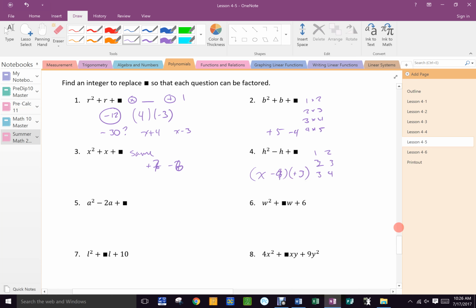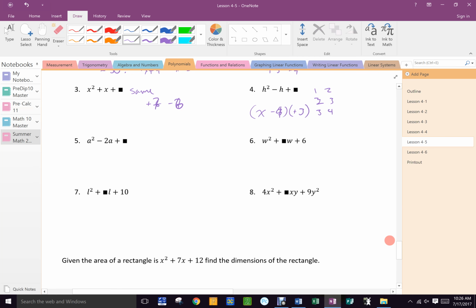What's different about 5? There's a 2 before the a, which means my numbers have to add to what? 2, which means my factors have to be how far apart? 2 instead of 1. So could I use 1 and 3? Yeah. Could I use 2 and 4? Yeah. Could I use 3 and 5? Yeah. Could I use 4 and 6? Yeah. Could I use 5 and 7? Yeah. 6 and 8? Yeah.